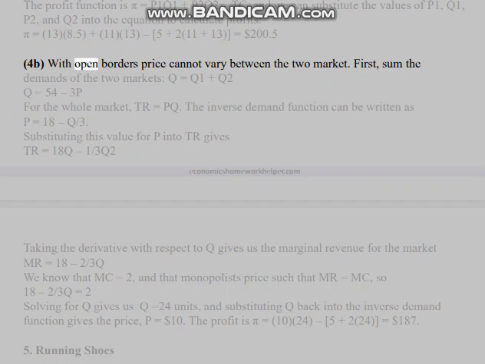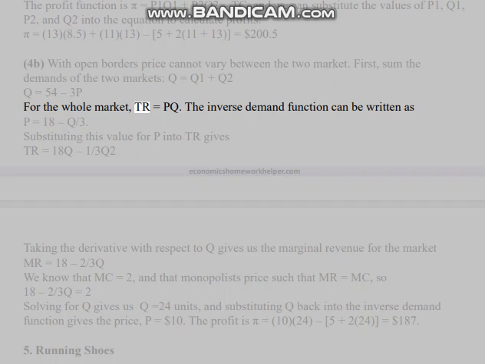For B, with open borders, price cannot vary between the two markets. First, sum the demands of the two markets: Q equals Q1 plus Q2. Q equals 54 − 3P for the whole market, TR equals PQ. The inverse demand function can be written as P equals 18 − Q/3. Substituting this value for P into TR gives TR equals 18Q − 1/3 Q².